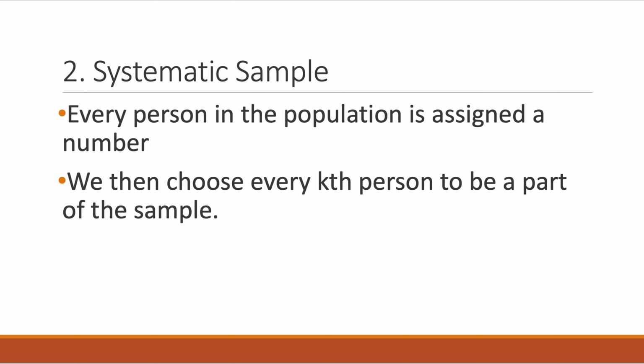We also have a systematic sample, and this starts out the same way. Every person in the population, so every person in our big group, the group that's too big to work with, is assigned a number, and then we choose every kth person. What this means is we're choosing a multiple. So we might come in and say we want to pick every 5th person.